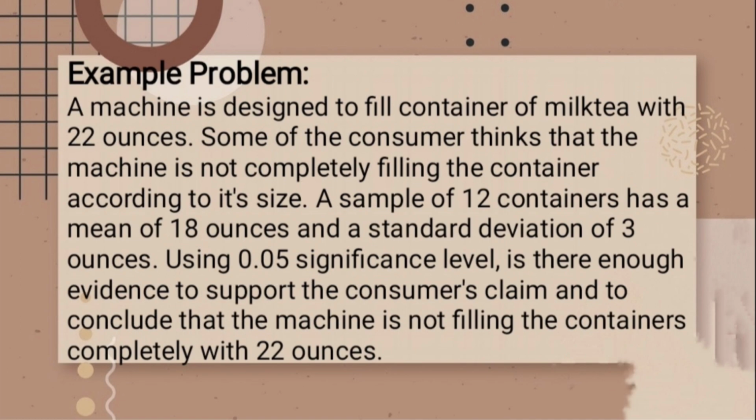For our problem solving, we have a machine designed to fill containers of milk tea with 22 ounces. Some of the consumers think that the machine is not completely filling the container according to its size. A sample of 12 containers has a mean of 18 ounces and a standard deviation of 3 ounces. Using 0.05 significance level, is there enough evidence to support the consumer's claim and to conclude that the machine is not filling the containers completely with 22 ounces?